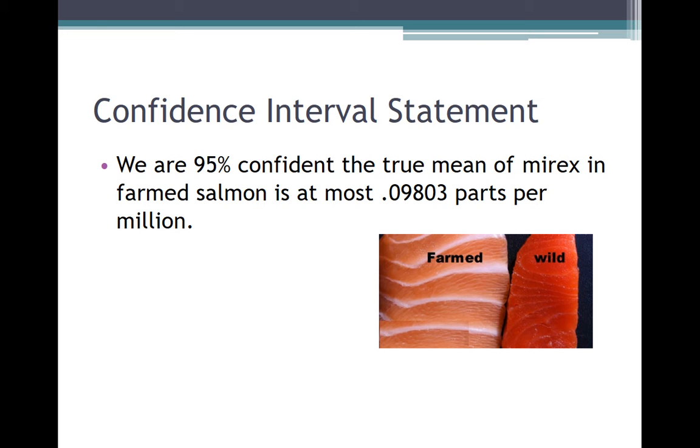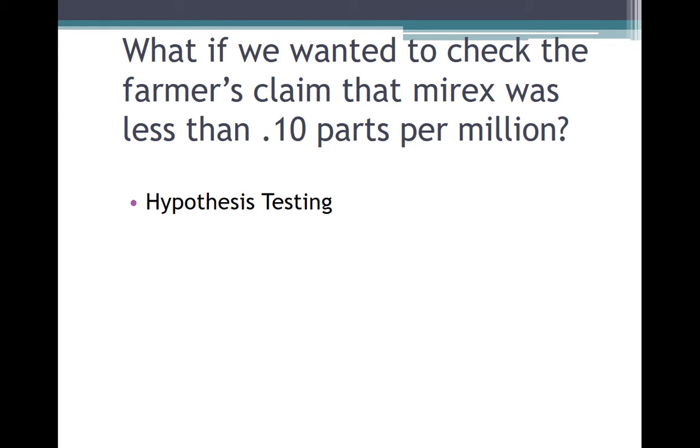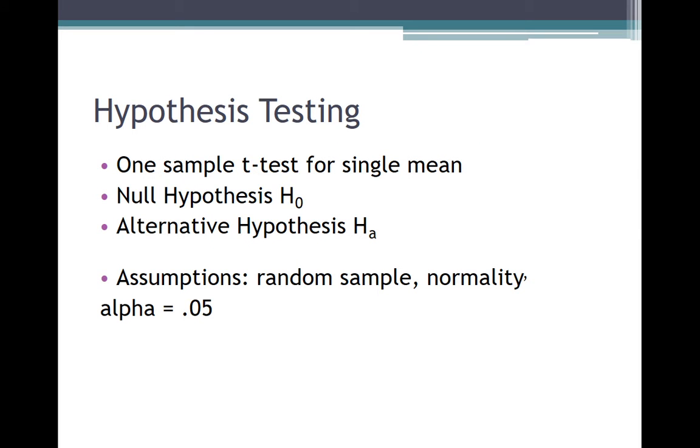Okay, but there's another question that we might have. What if we wanted to check the farmer's claim that Mirex was less than 0.10 parts per million? He wants to show that yes, he's meeting EPA guidelines or something like this. So this kind of leads us to hypothesis testing. Is the claim too implausible to rule out by chance? So I go in there and I say no, I say it is 1.1 parts per million.